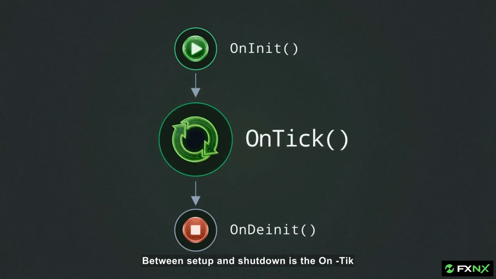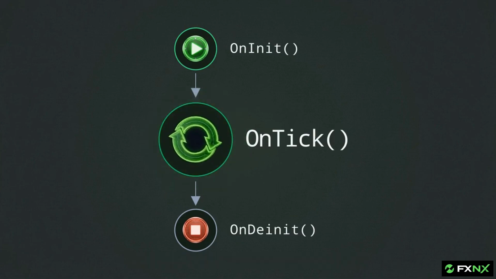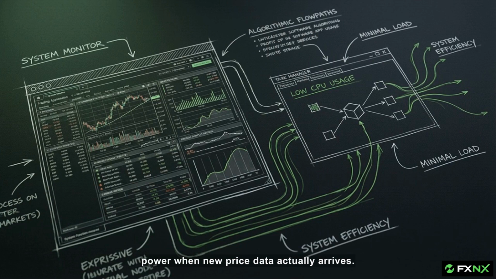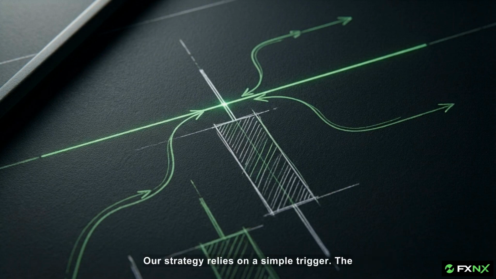Between setup and shutdown is the OnTick function. A tick is a single price fluctuation. Because this loop activates every time the market moves, you must place all your core trading logic here. It is the heartbeat of your EA. By isolating setup and shutdown tasks away from the main logic, your EA only consumes processing power when new price data actually arrives. This structure ensures your trading terminal remains highly efficient.